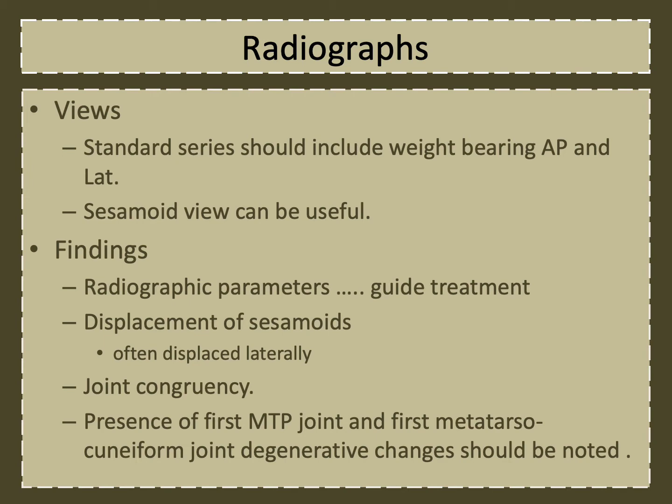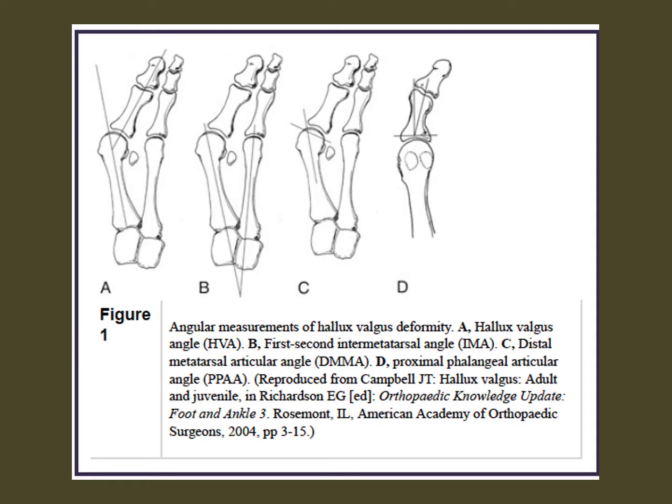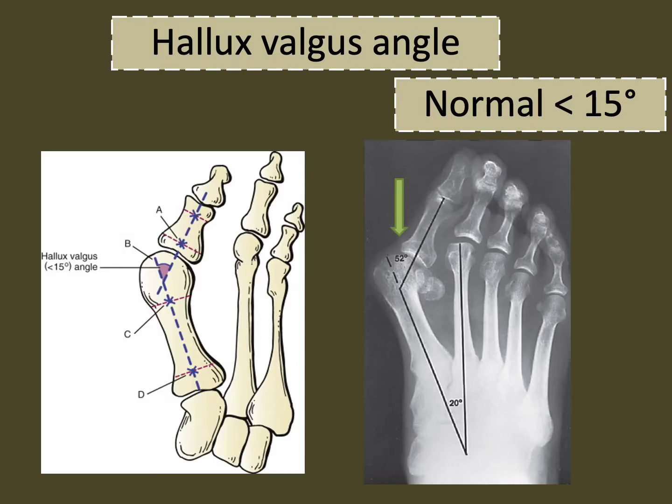Because that really will change what you do and why you do it. So the radiographic parameters that we use are really typically the proximal phalangeal articular angle, kind of a half quote here. The first one that we look at is really the Hallux Valgus angle, and this is the measurement between kind of the long axis of the proximal phalanx and the long axis of the first metatarsal.